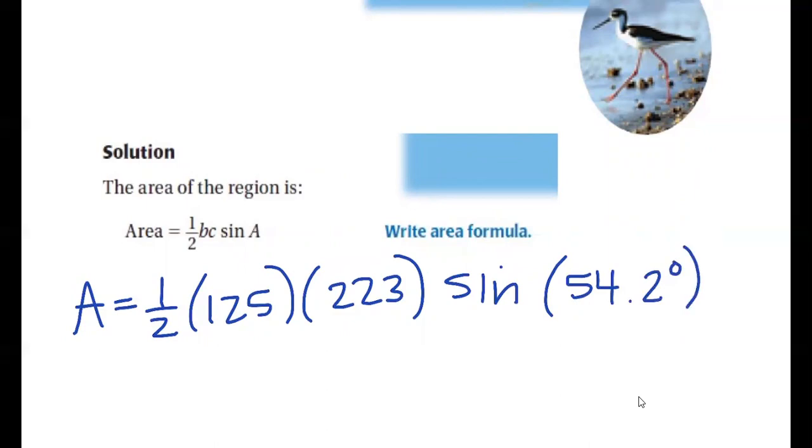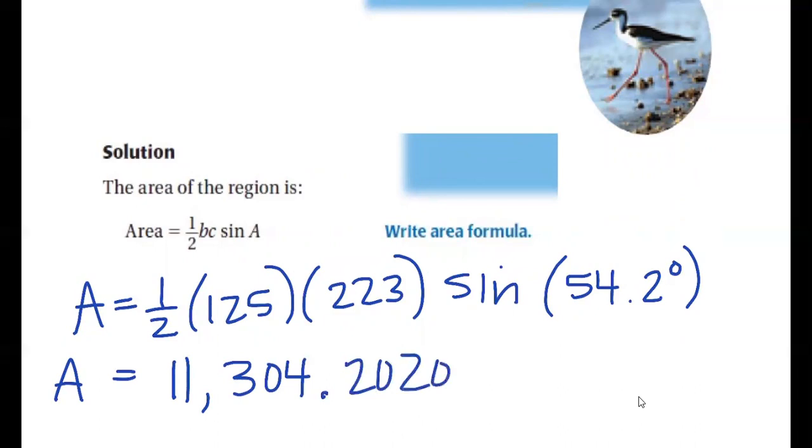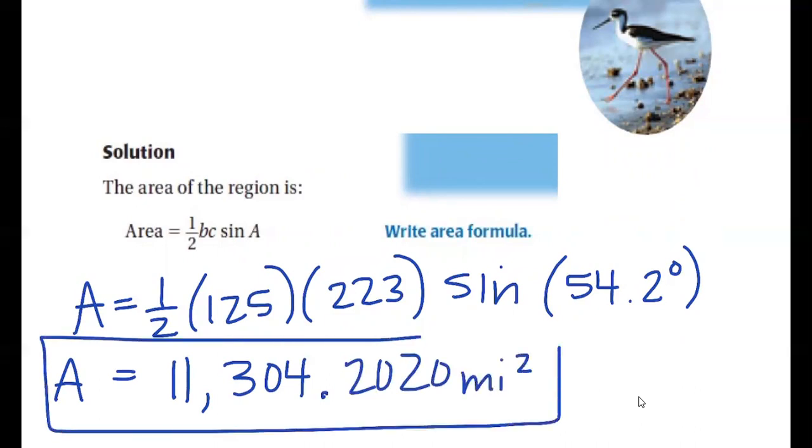Now make sure your calculator is in degrees, not in radians when you plug this in. I'm getting 11,304.2020 square miles. Okay, so that's that problem.